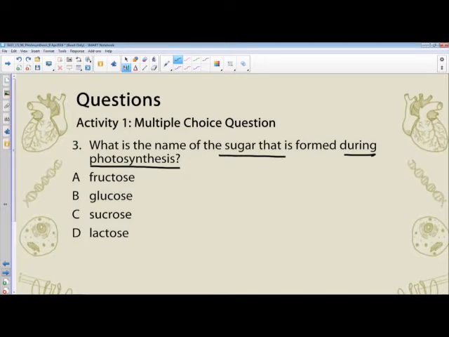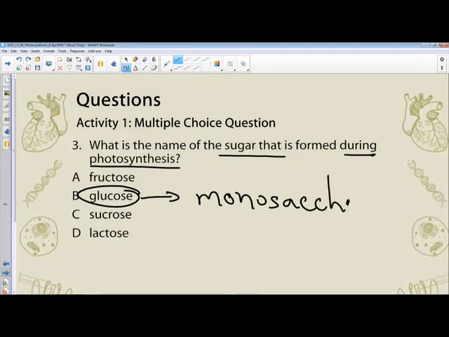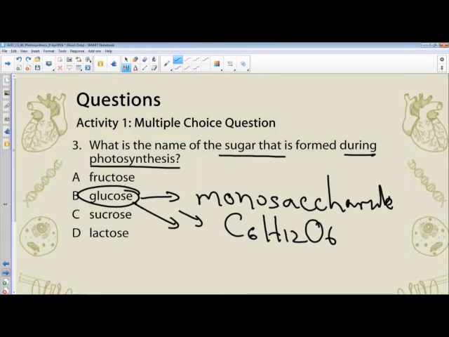What is the name of the sugar that is formed during photosynthesis? Guys, throughout this lesson so far, I've referred to the sugar being a simple sugar. This takes us back to grade 10, your monosaccharides. The simplest sugar that is produced is glucose, a simple carbohydrate with the formula C6H12O6. So it's a monosaccharide, and hence we acknowledge that glucose is the simplest sugar that is produced by plants. Let's move on to the next question.